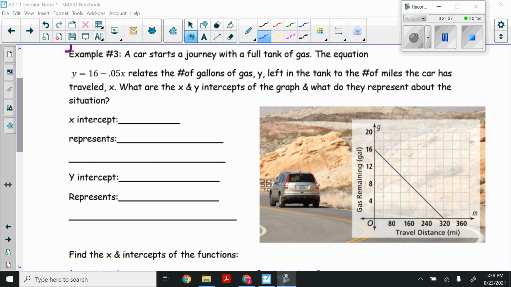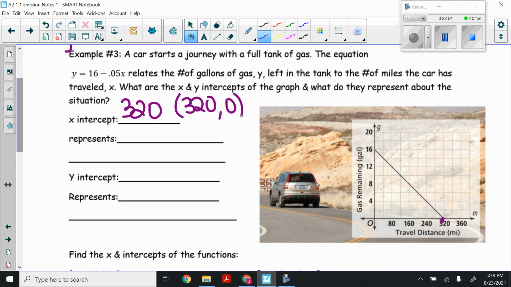Okay, so we want to go ahead and find our x-intercept. Remember, x-intercept, okay, that's where it crosses the x-axis. So we come down here and look at the x-axis. Where is our line going to stop? Right here, 320, right? So my x-intercept is 320. If I had to write that as an ordered pair, that would be (320, 0). So on an x-intercept, your y value will always be 0.